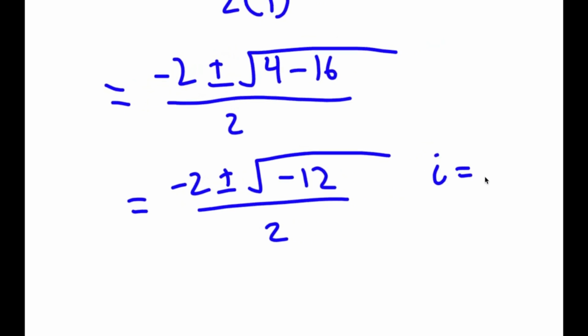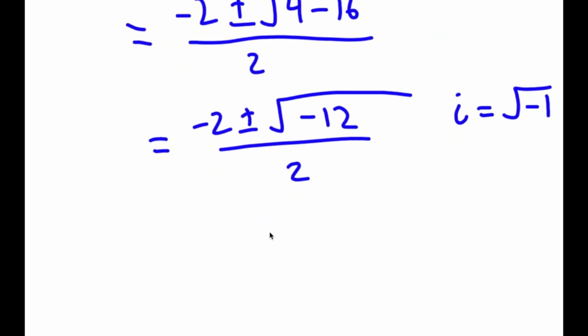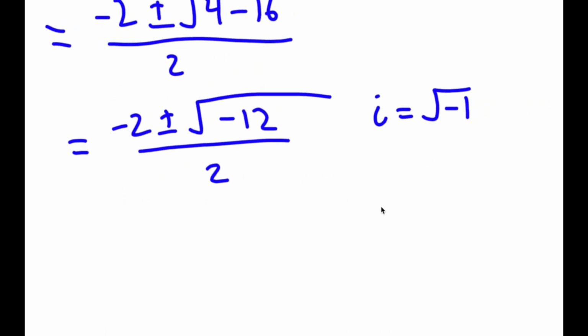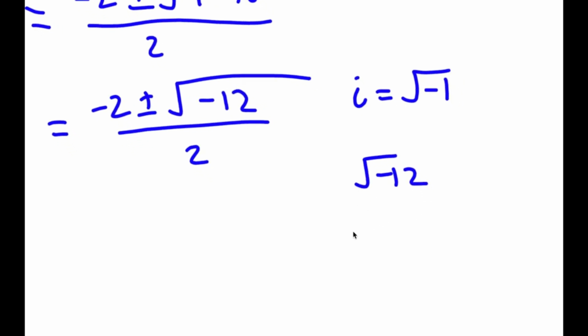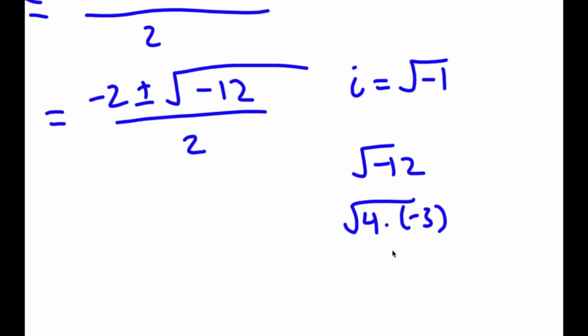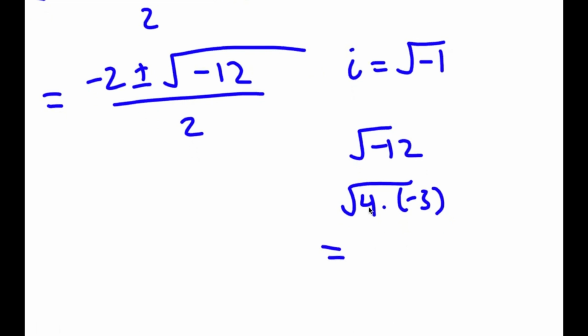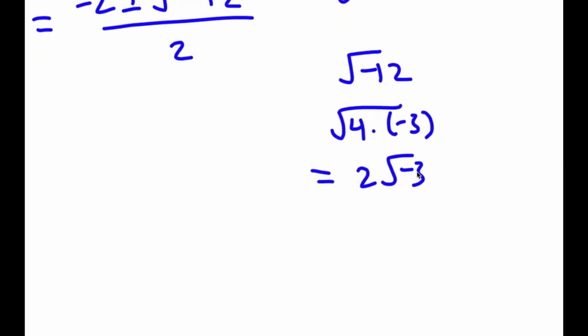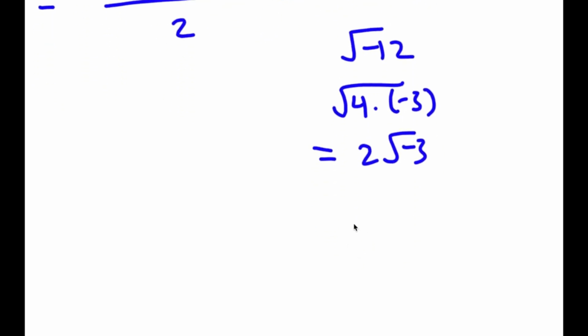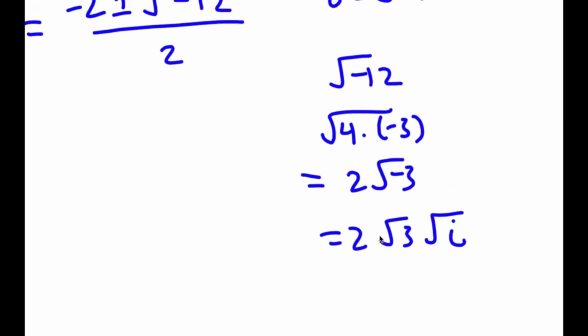Now this is equal to the square root of negative 1. So the square root of negative 12, well, 12 is equal to 4 times negative 3. And the square root of 4 is 2. So I have 2 times the square root of negative 3. Now remember how i was the square root of negative 1, so this was equal to 2 times the square root of 3 times i.